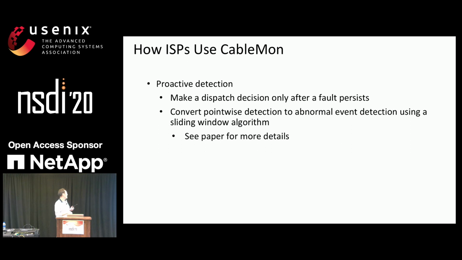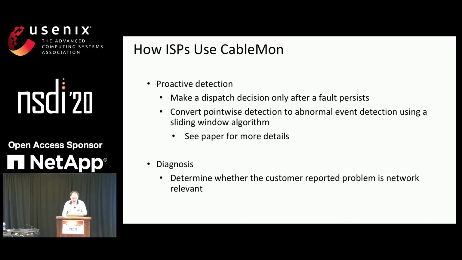And ISPs can use CableMon in two ways. Firstly, they can do proactive detection. That means they can make a dispatch decision only after a fault persists. We have a sliding window algorithm to convert the point-wise detection I introduced just now to an abnormal event detection algorithm. Because of the limit of time, I will leave the details in the paper. And secondly, the ISP can do diagnosis. That means when the customer calls in and reports a ticket, it can determine whether the problem is indeed network relevant.